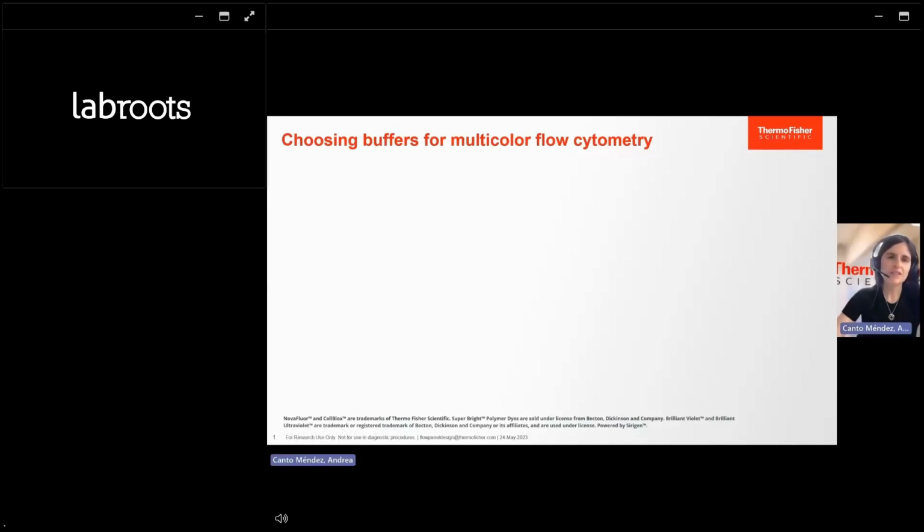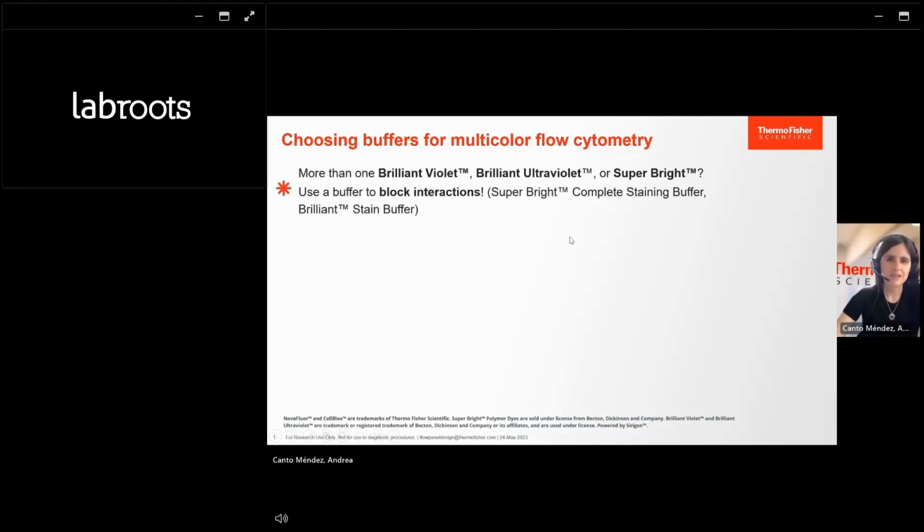Today, I'm bringing you some tips and tricks when choosing your buffers for your multicolor flow cytometry experiments. First of all, if you are using more than one Brilliant Violet, more than one Brilliant Ultraviolet, or more than one Super Bright dye, or one of the 3 of each, for example, or 2 of them, it is necessary to use a buffer to block any unwanted interactions between these polymer dyes. This buffer can be, for example, the Super Bright Complete Staining Buffer or the Brilliant Stain Buffer.